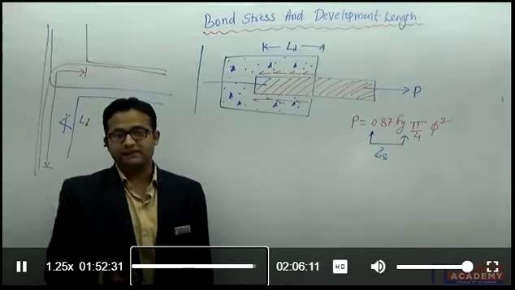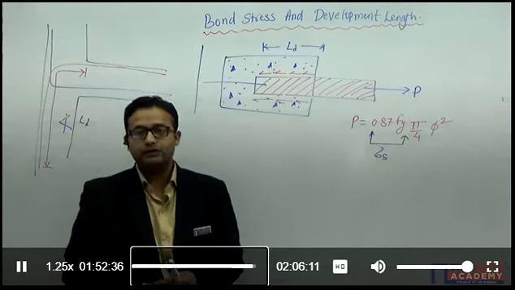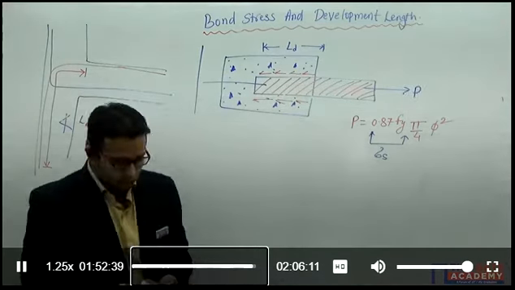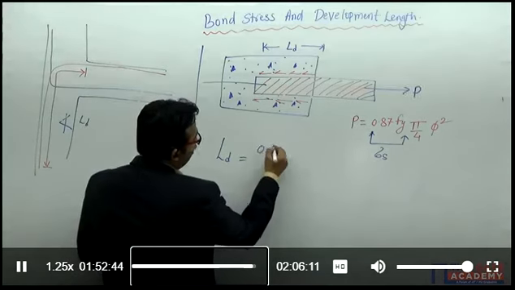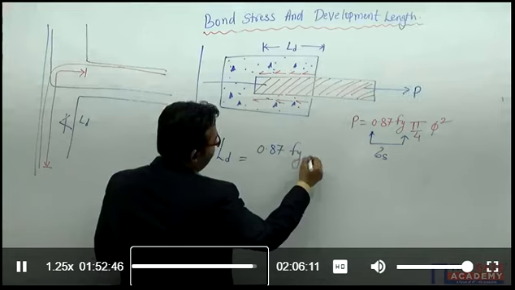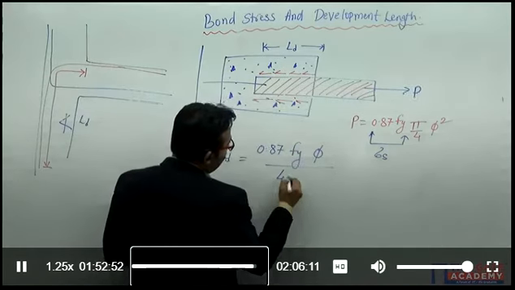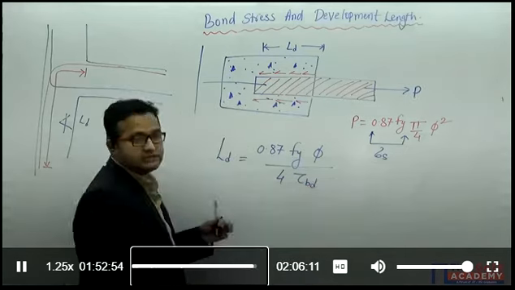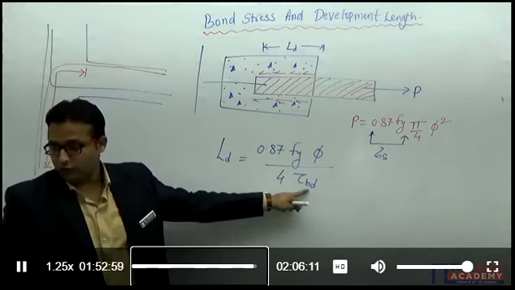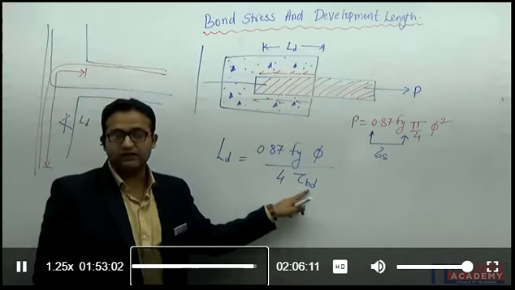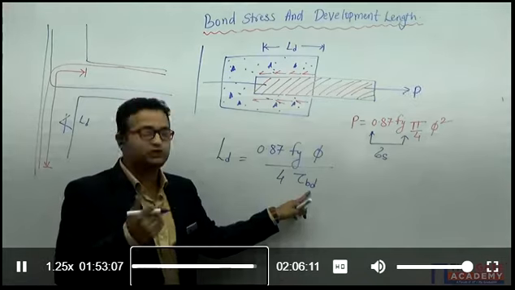So in terms of phi, can we calculate the development length in terms of phi? So let's calculate. LD, the development length, is equal to 0.87 Fy phi divided by 4 tau BD. This is my formula, and here the suggested value of tau BD is 1.2 for M20. They have given it for mild steel right now, and it should be increased by 60% for HYSD.